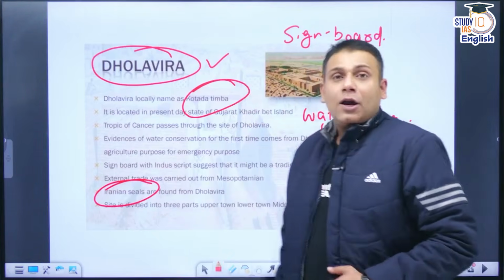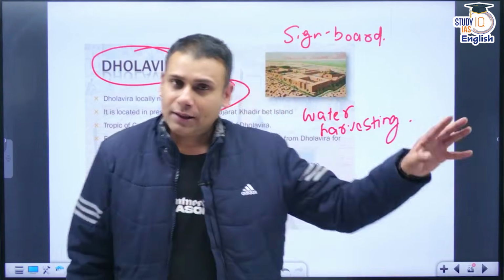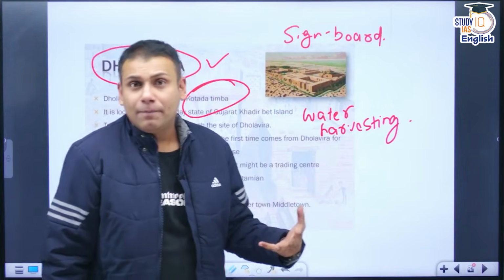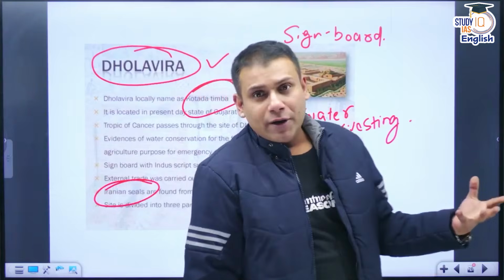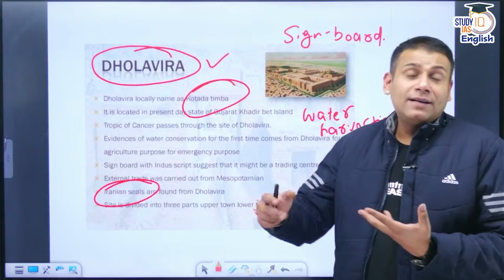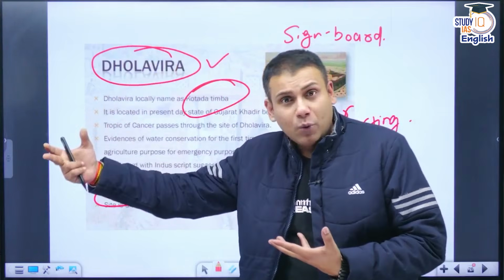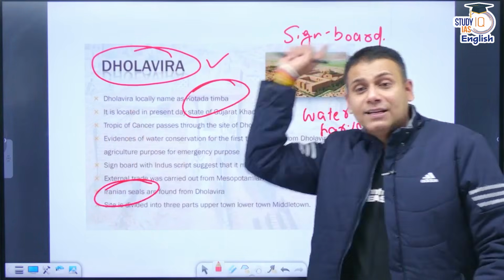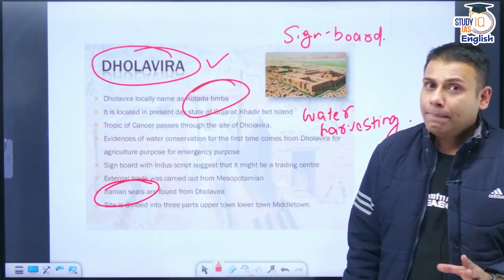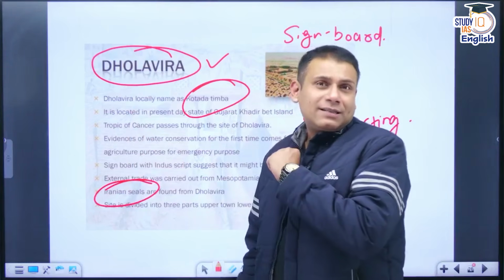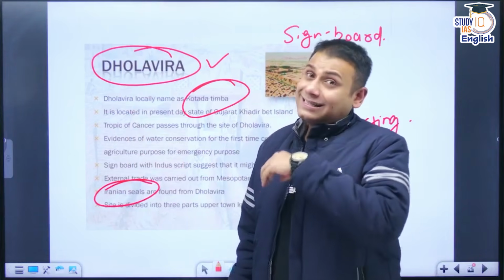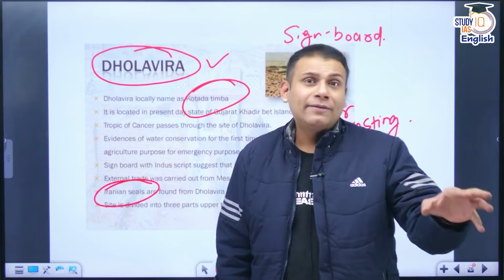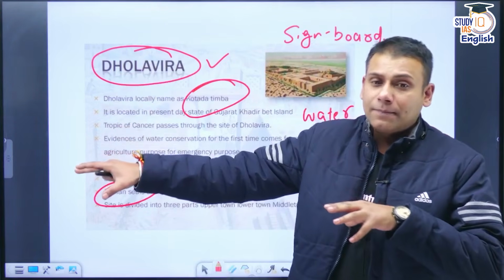The first point, Dholavira is located in Gujarat, on Khadirbet Island. In the local language, it is referred to as Kotada Timba. A signboard has been found here. And this signboard signifies that they had trading contacts with the other civilizations of the world, particularly the Mesopotamian civilization, because Iranian seals have been found from this site. Small water cisterns have been observed. This suggests that water harvesting technique was used, or they might have stored water for emergency purposes.